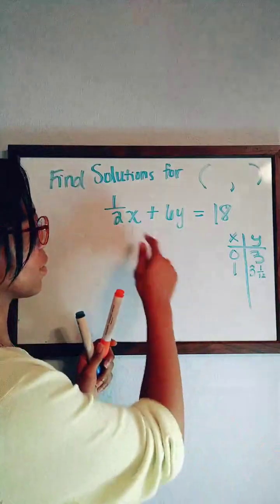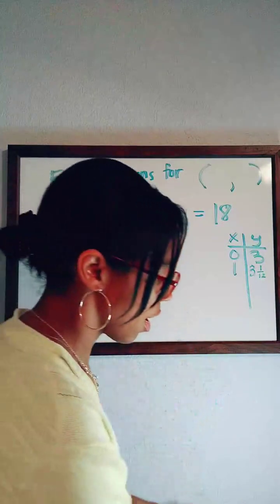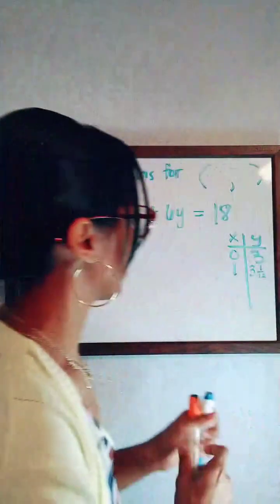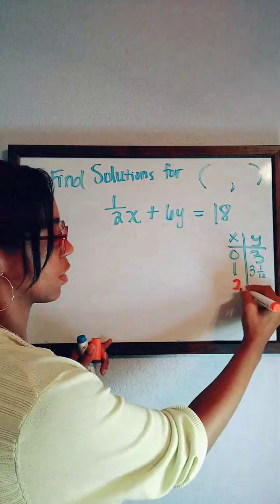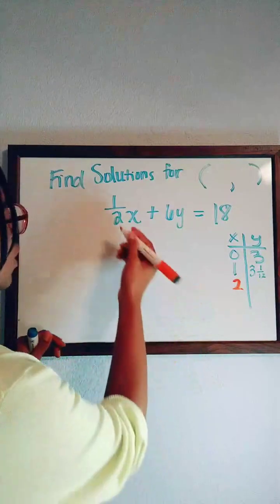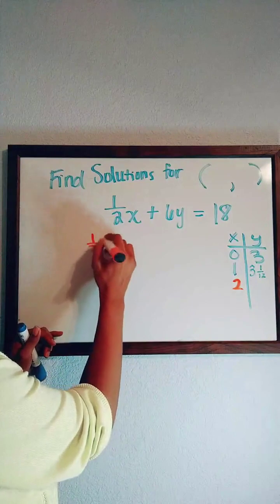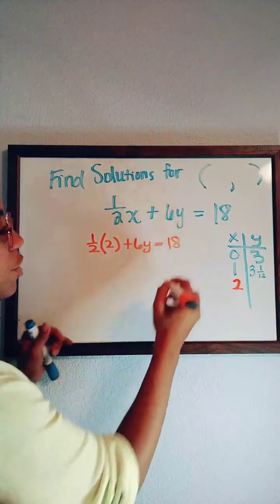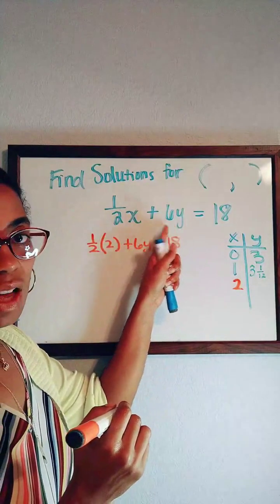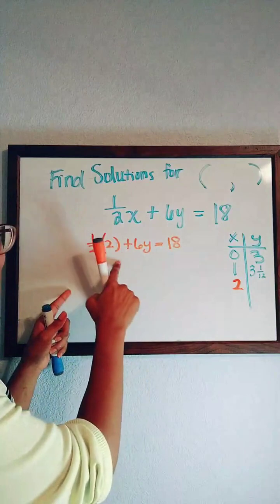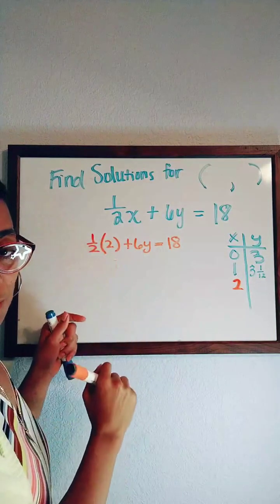So I'm going to substitute in a 2 for that x instead. Can y'all see this orange? Does it show up okay? Okay. So now I'm going to put 1/2 times 2 plus 6y is equal to 18. And you can also substitute in values for y, but we just want to make sure that we get rid of this, okay? Now 1/2 times 2, what does that simplify down to?